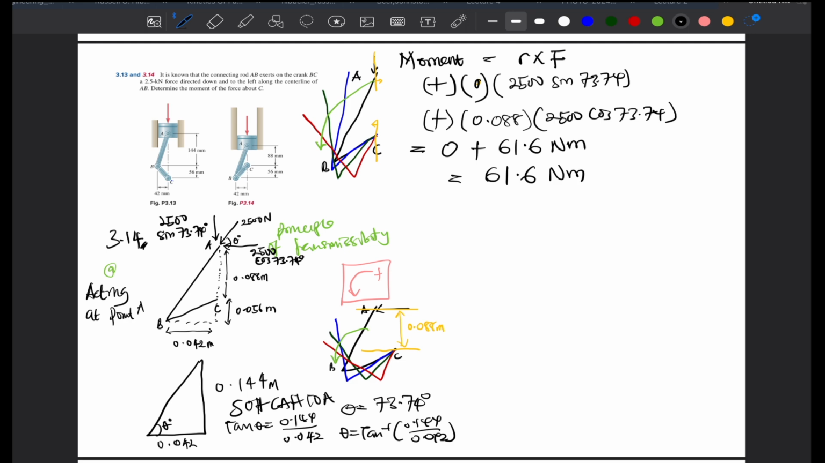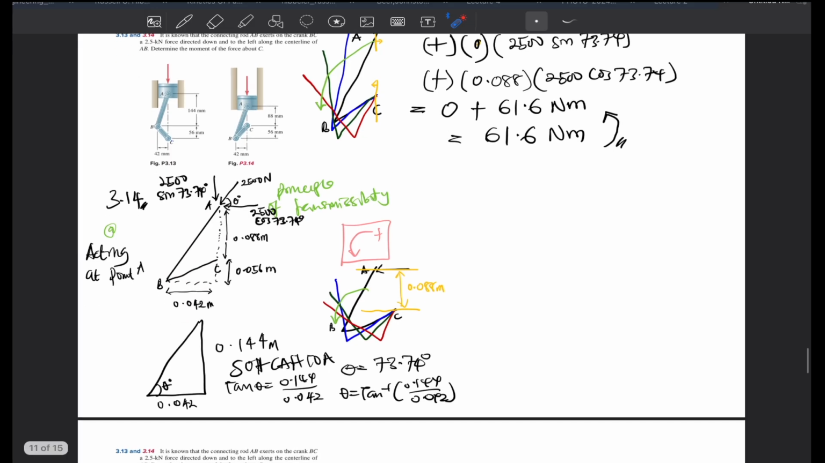Then we draw the symbol for positive. Because it's positive, we draw anti-clockwise for our moment. So that's 61.6 Newton meter is the moment of the force about C. So like I said, we are going to take a look at it where this force 25 is acting at B to see if we are going to get the same answer. We will move on to that now.